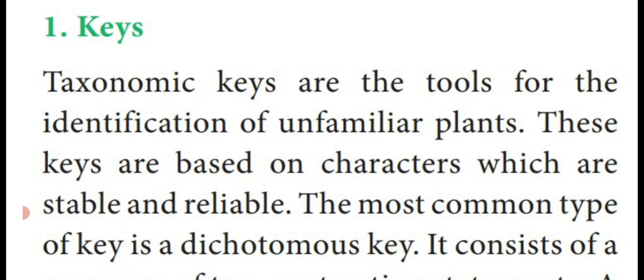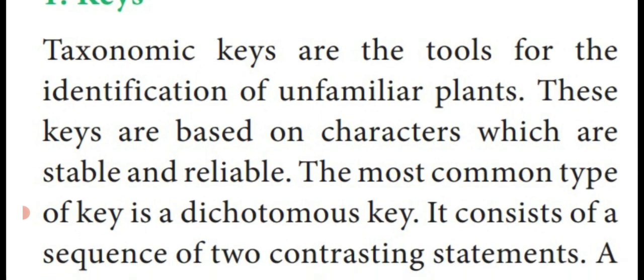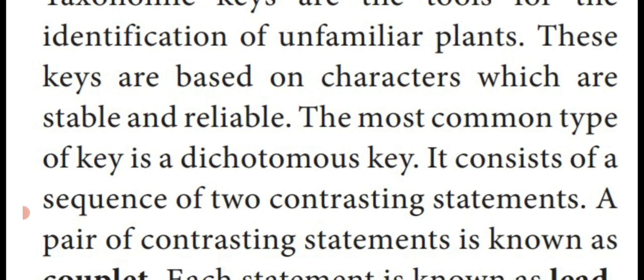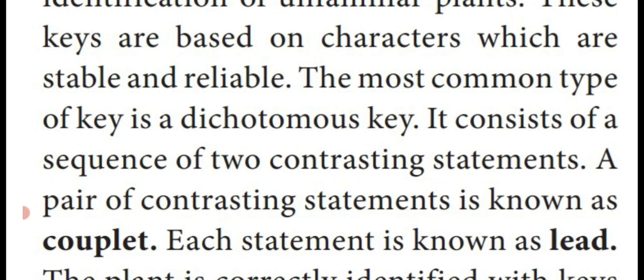So these keys are based on characters which are stable, and also reliable, means we can follow them. The most common type of key is the dichotomous key. Dichotomous key means it consists of two contrasting characters, two contrasting statements. A pair of contrasting statements is known as couplet. That means characters showing two contrasting statements, a pair of contrasting statements, is known as couplet.